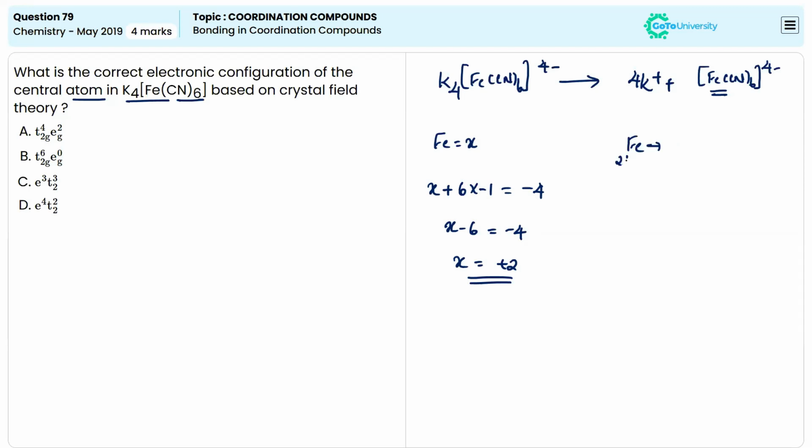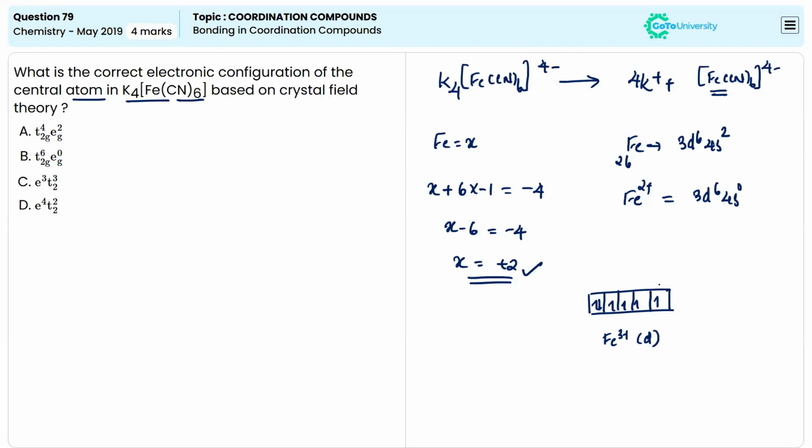Iron has atomic number 26, and its electronic configuration is 3d6 4s2. When iron is in plus 2 oxidation state, it will be 3d6 4s0, because 4s is the valence shell and the electrons will be removed from the 4s orbital. Now we have to split them. Before that, we have to arrange them into d orbitals. The d orbitals are 5, and we have 6 electrons: 1, 2, 3, 4, 5, and the sixth one will be paired up, right?